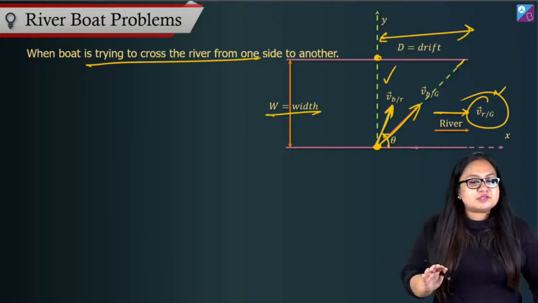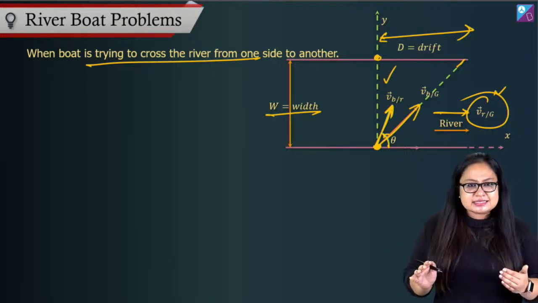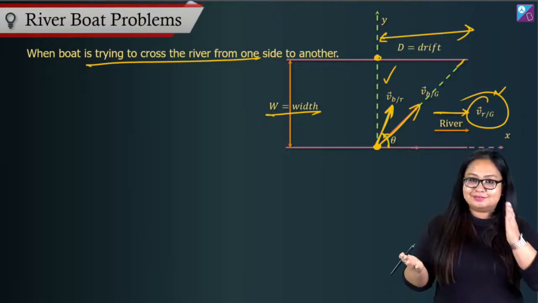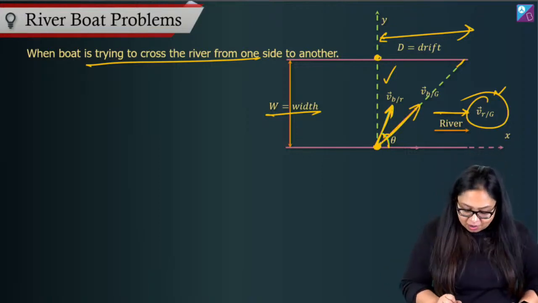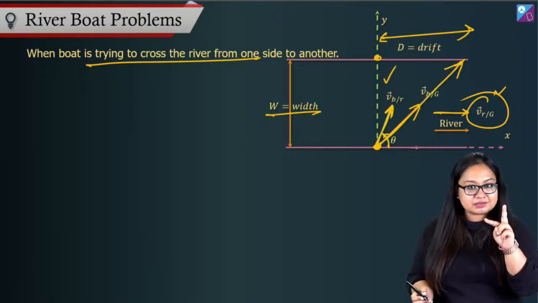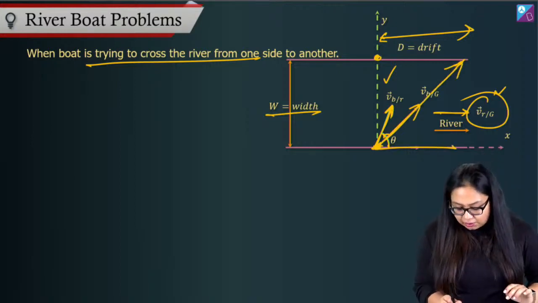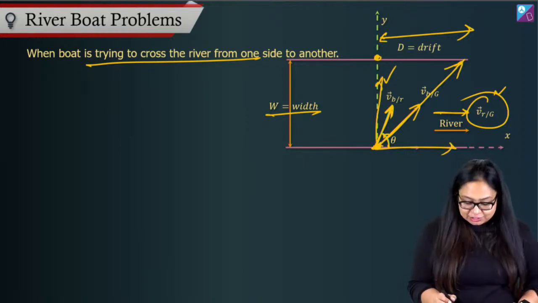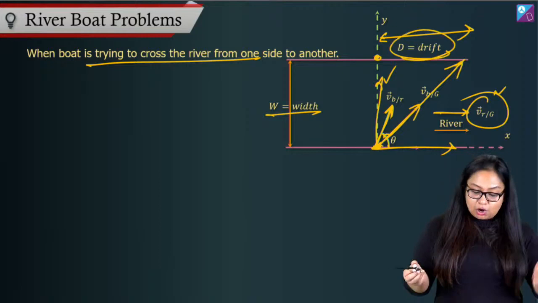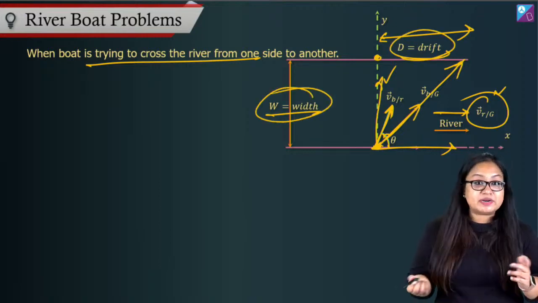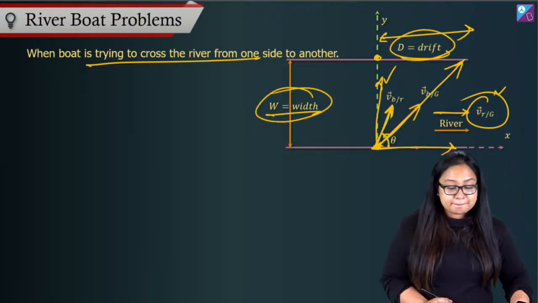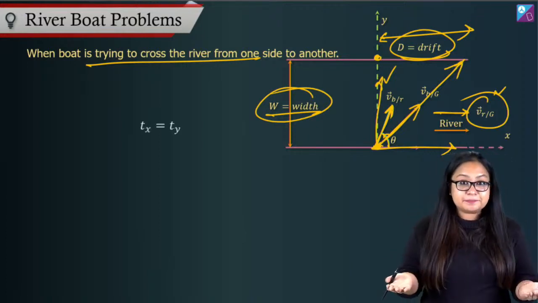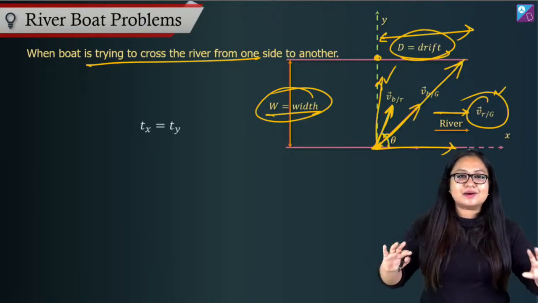Okay. Now here as well, since we are talking about 2-dimension motion, I can take the boat's motion along this direction and break it into 2 parts, one part along x-axis, one part along y-axis. And along x-axis, you see that displacement is drift. Along y-axis, you see that displacement is width of the river. So now I can say that time taken in x direction is equal to time taken in y direction. That's the basic of 2D motion.